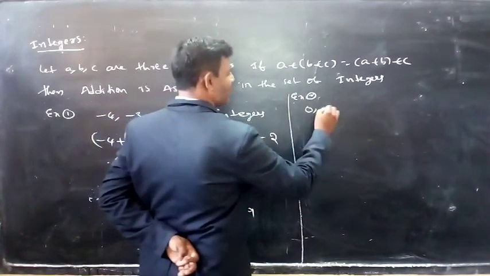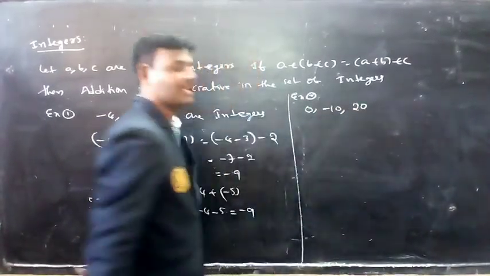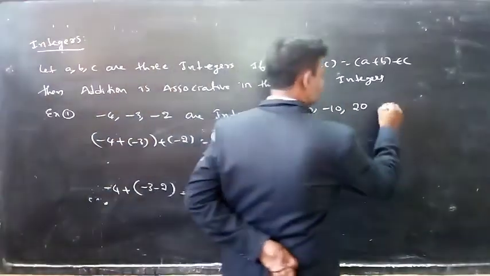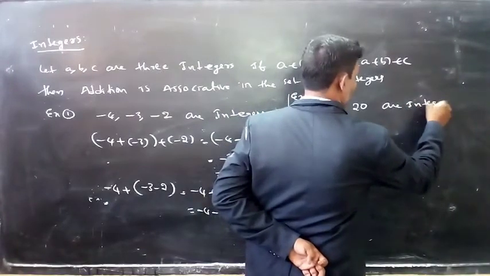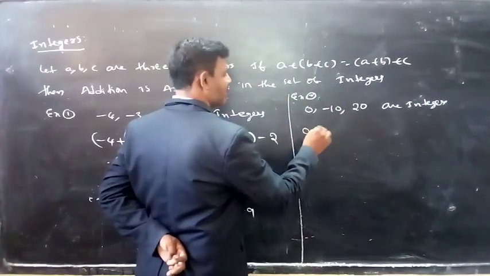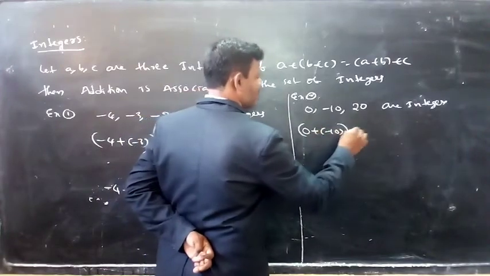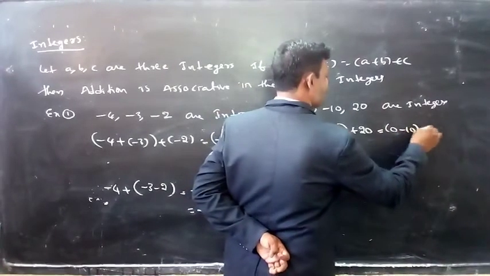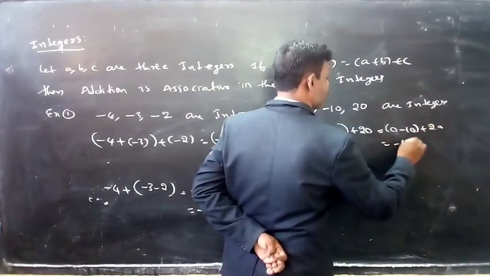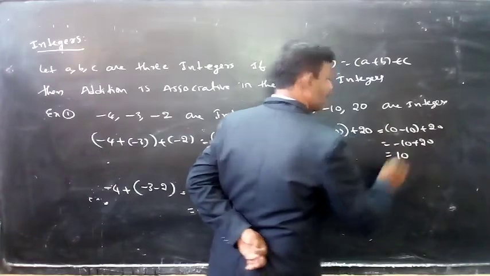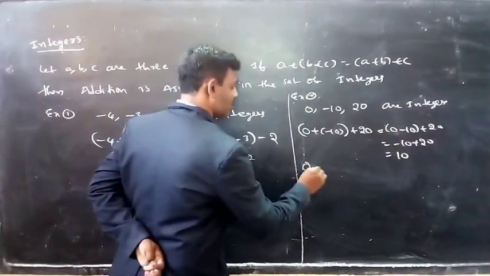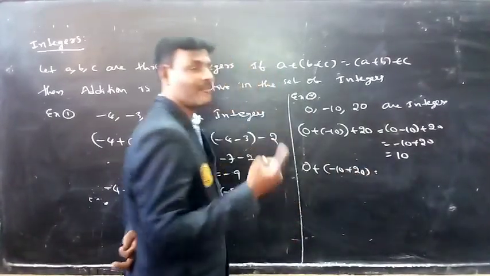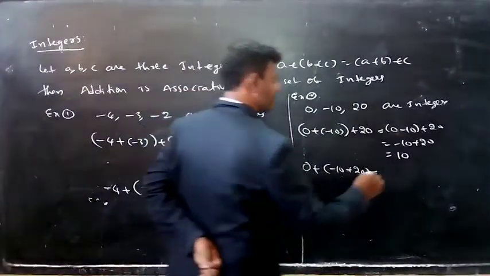Here 0, minus 10, 20 are three integers. Now first I need the result of (0 plus minus 10) plus 20. Plus into minus is minus. 0 minus 10 is minus 10, plus 20 is equal to 10. Then after, 0 plus (minus 10 plus 20). The value of minus 10 plus 20 is nothing but 10.